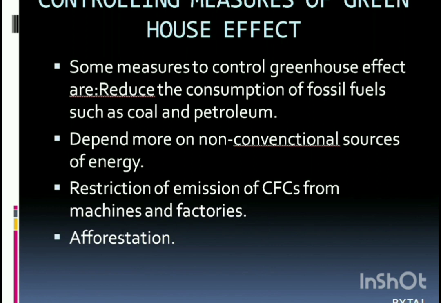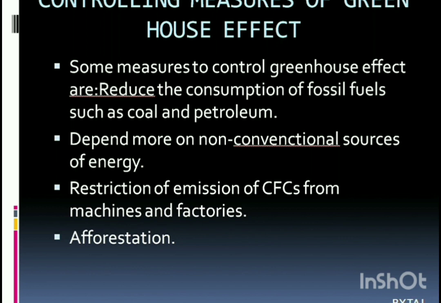And even afforestation we have to do. Afforestation means planting of plants and trees. That will control the greenhouse effect, because the plants will absorb the excess carbon dioxide present in the atmosphere and release oxygen for humans. So more and more we have to grow plants.